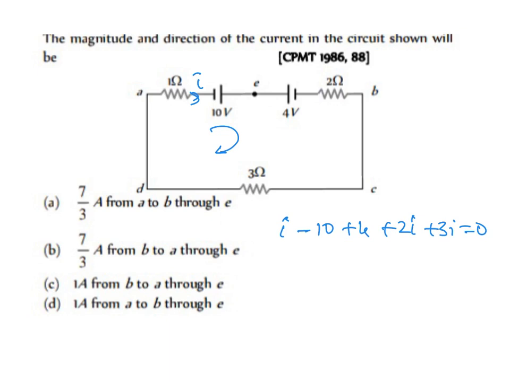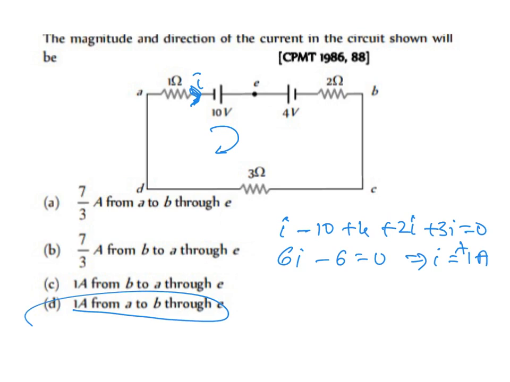Here, if I simplify it, I plus 2I plus 3I, that is 6I minus 6, must be equal to 0. It implies I is equal to 1 ampere. Correct? The current is going to be 1 ampere. As the assumed direction is from A to B here, I am getting a positive value. So that's the reason why the current must be flowing from point A to point B through E. So option D is the right answer for this one.